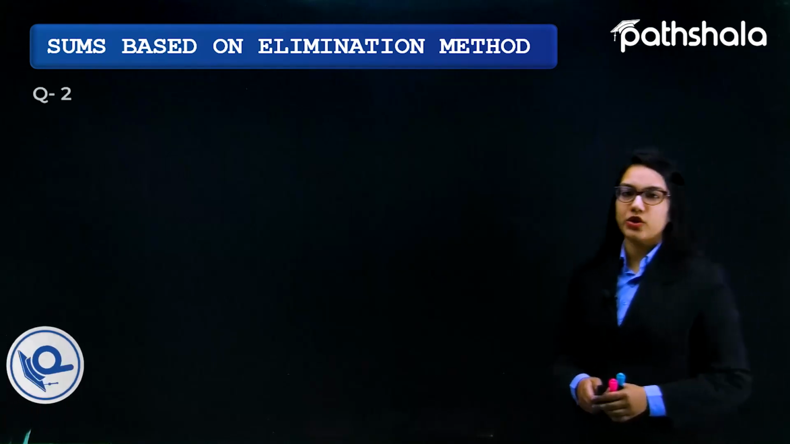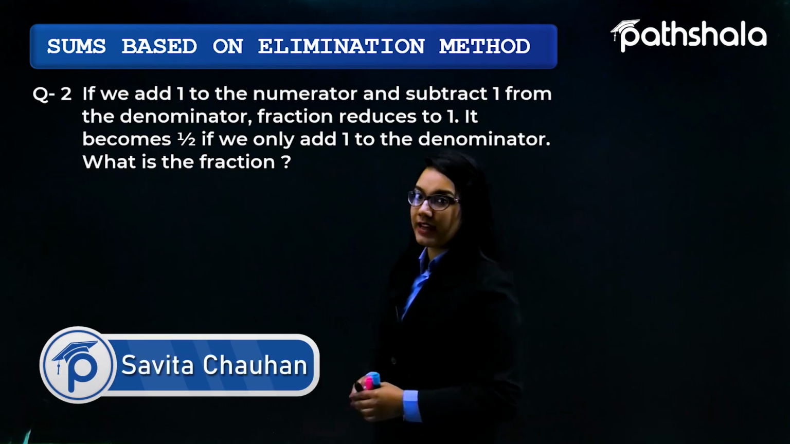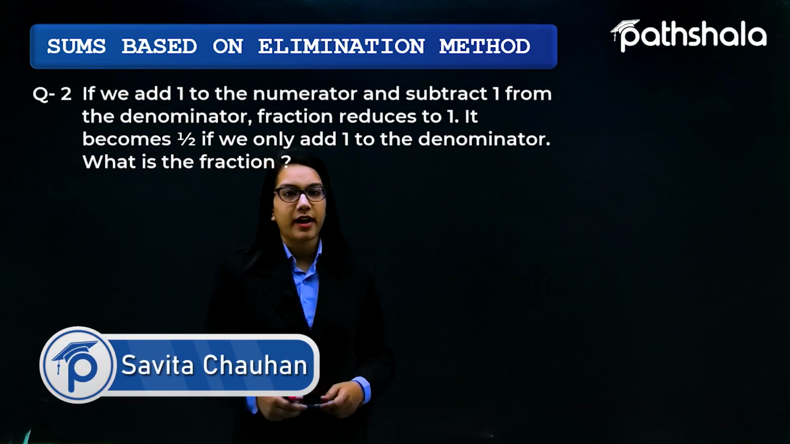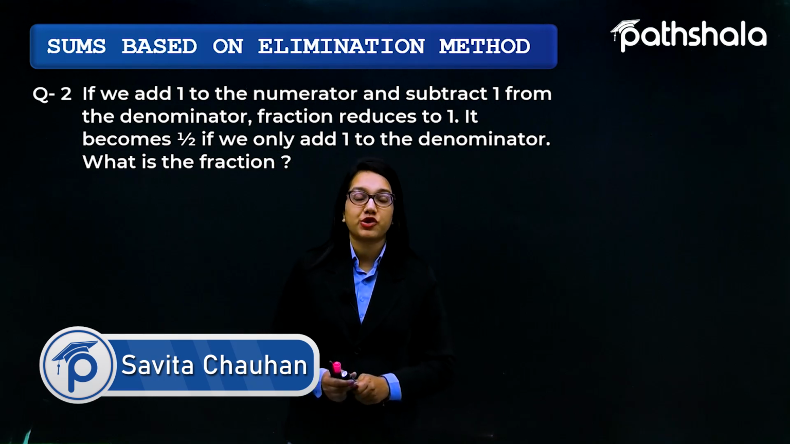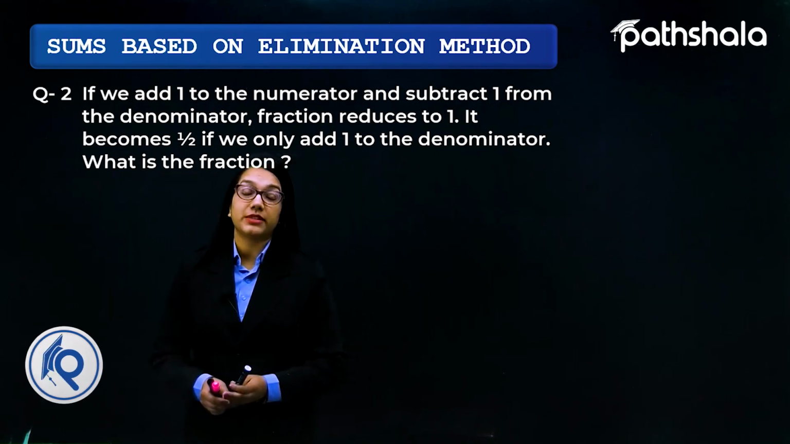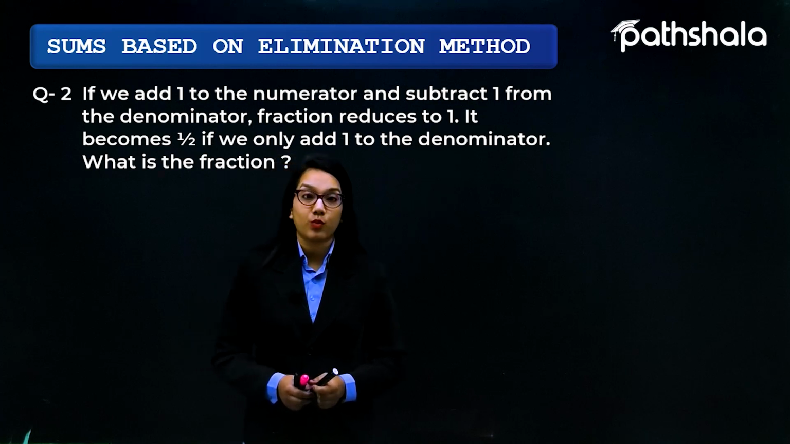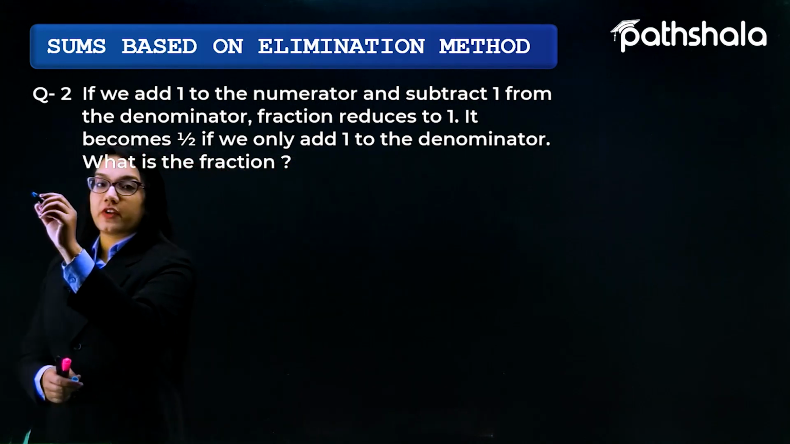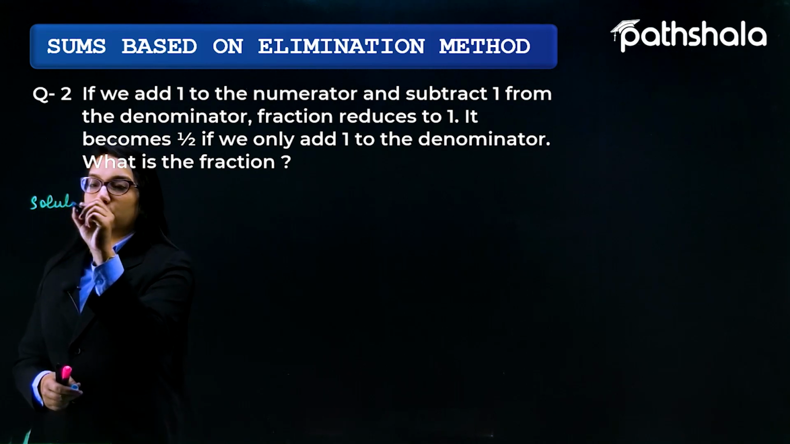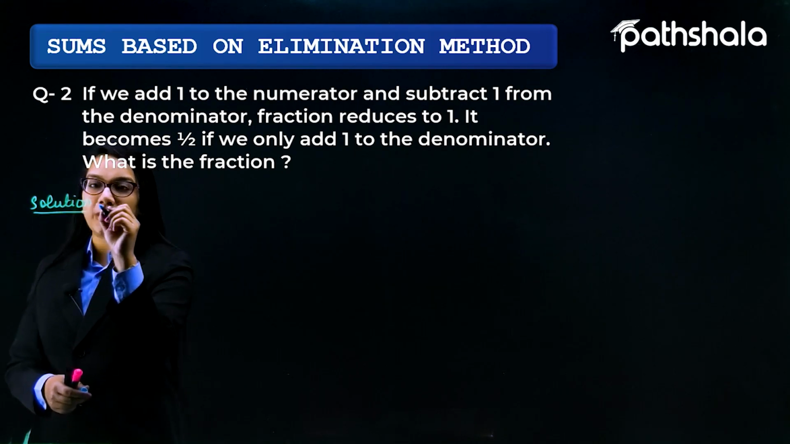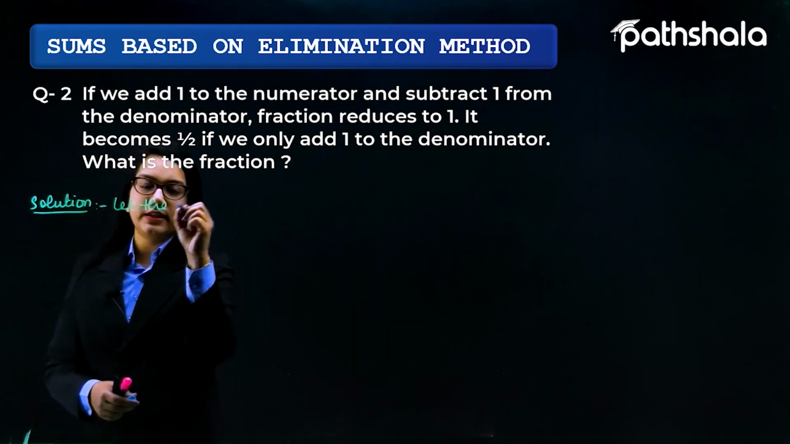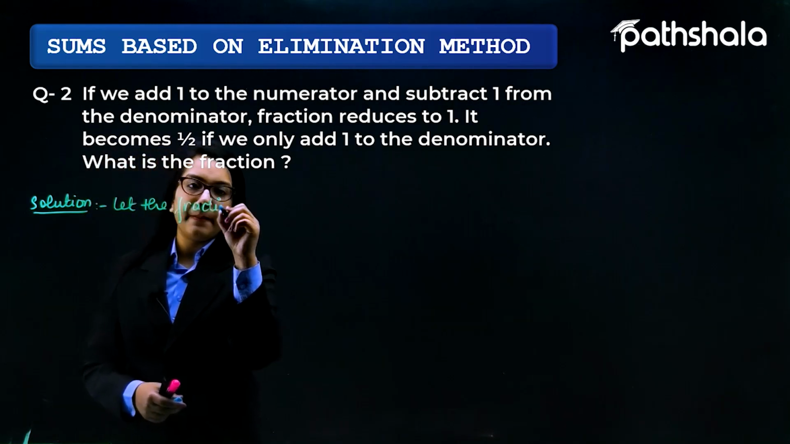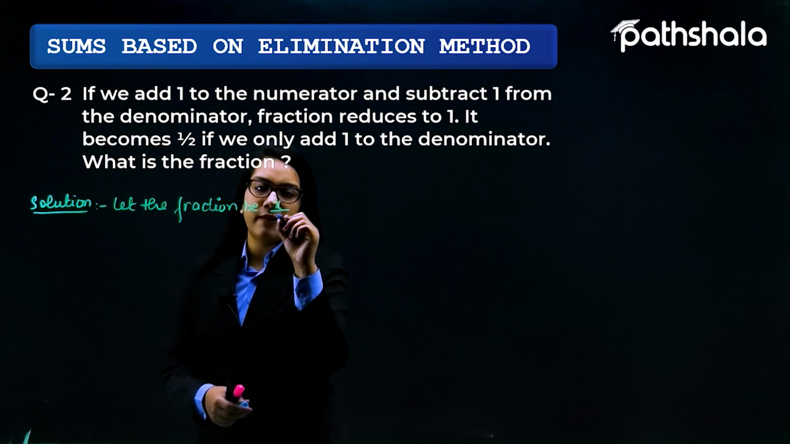Now let's see question number 2. Question number 2 says: if we add 1 to the numerator and subtract 1 from the denominator, the fraction reduces to 1. It becomes half if we only add 1 to the denominator. So what is the fraction? Let us start the solution by assuming the fraction. So let the fraction be x by y.